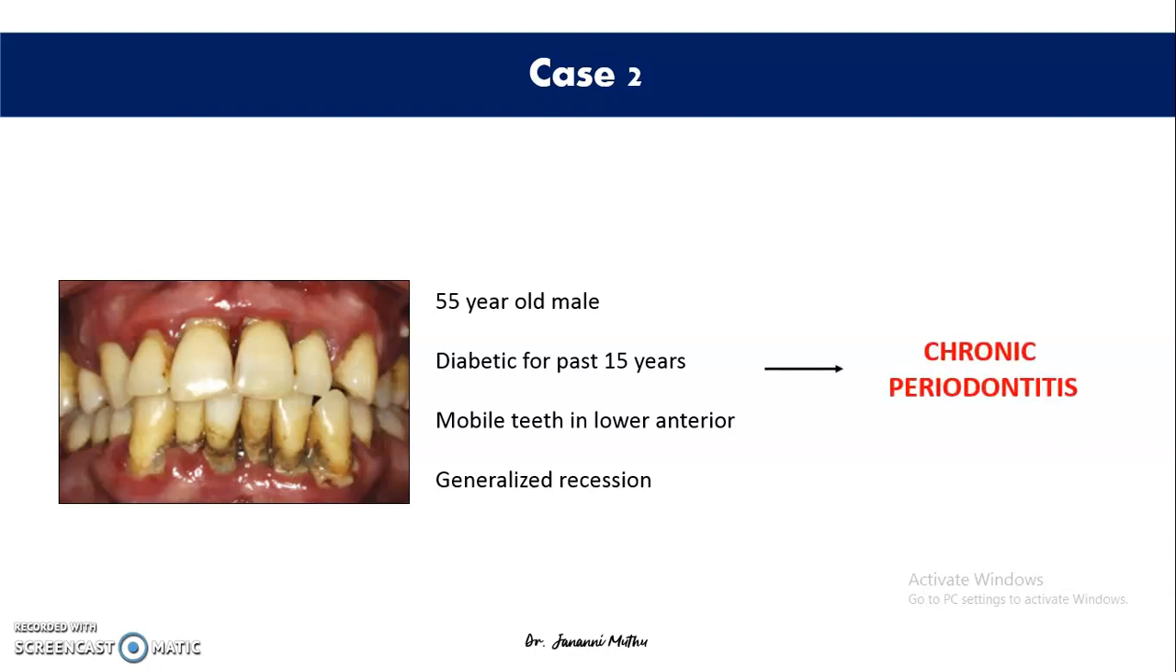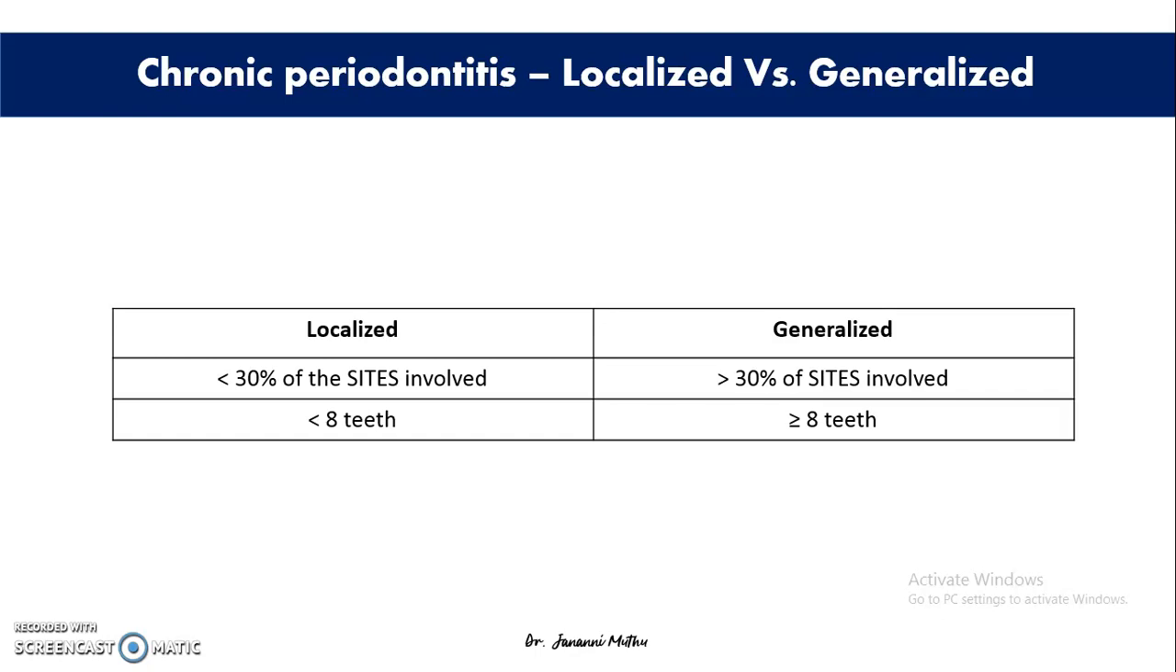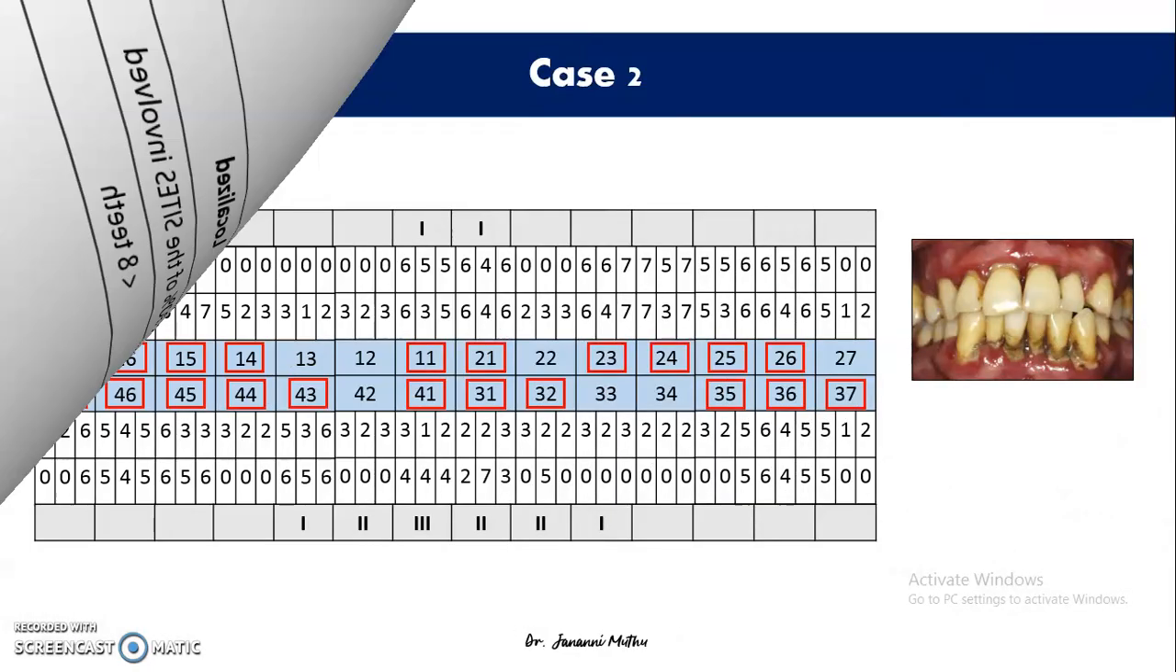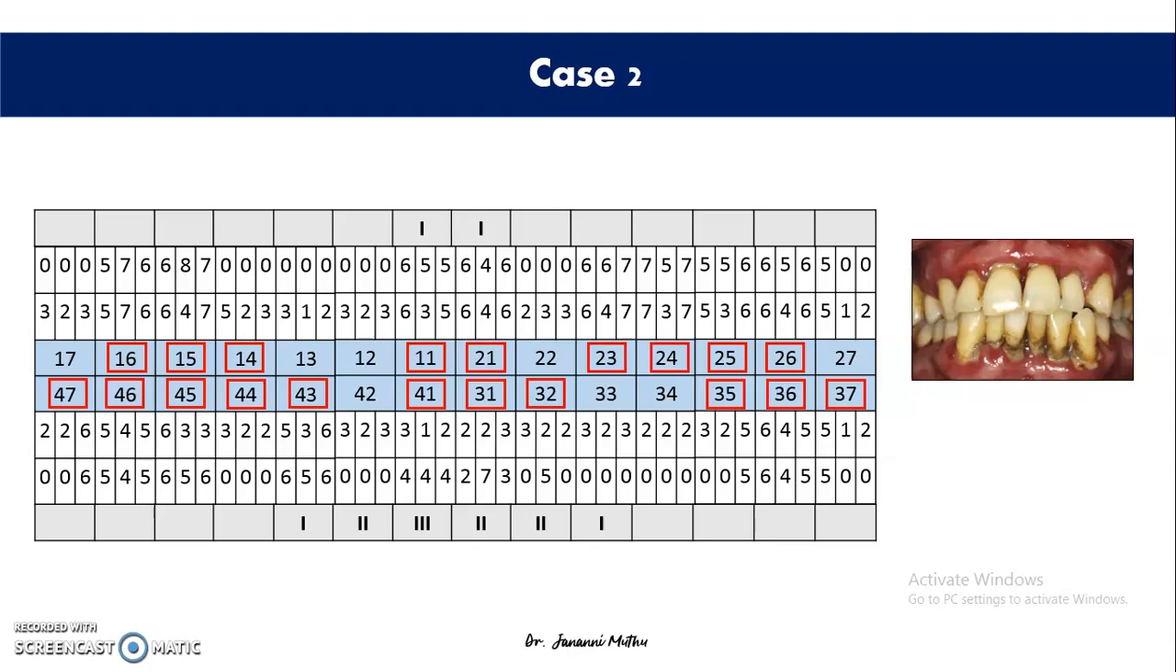Now, the third step is to classify whether it is localized or generalized. In chronic periodontitis, when less than 30% of the sites is involved, it is localized, and when more than 30% of the sites are involved, it is generalized. To simplify, if less than 8 teeth are periodontally involved, it is localized chronic periodontitis, and when 8 or more teeth are involved, it is called generalized chronic periodontitis. Back to the case, looking at the periodontal charting and marking. More than 8 teeth have pockets and attachment loss. That is, they exhibit features of periodontitis. Hence, this case is finally diagnosed as generalized chronic periodontitis.